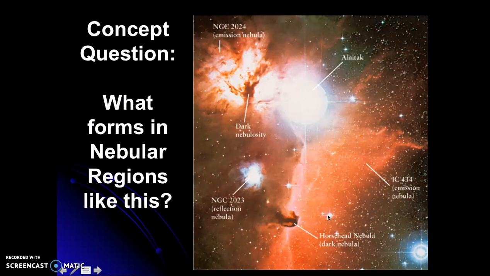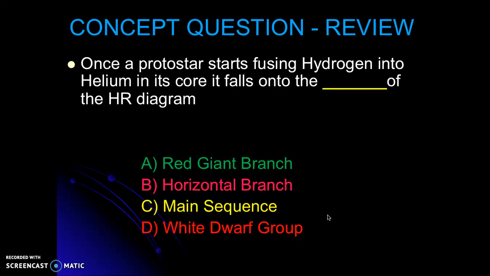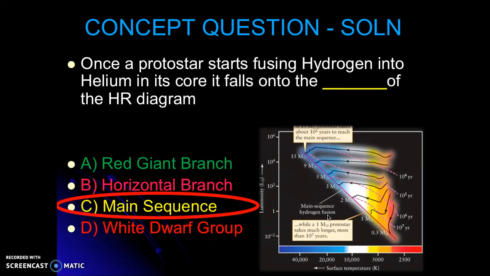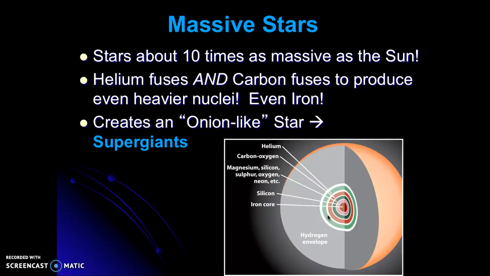So just to remind yourself, what forms in nebula regions like this? Stars! Okay? And then just to remind yourself once again, once a protostar starts fusing hydrogen into helium in its core, it falls onto the what of the HR diagram? Hopefully you said the main sequence. Okay, that kind of just gets you caught up.